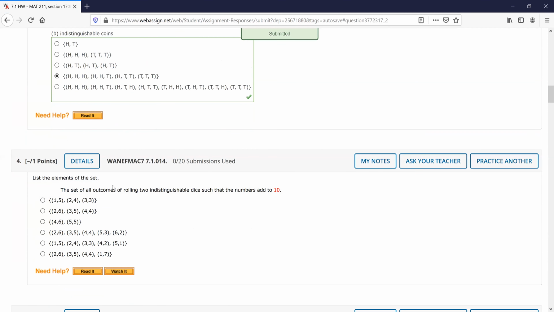Okay. The set of all outcomes of rolling 2 indistinguishable dice such that the numbers add to 10. So you're looking for the numbers that add to 10. So 4 and 6, 5 and 5, they add to 10. Those are the only possible ones there.